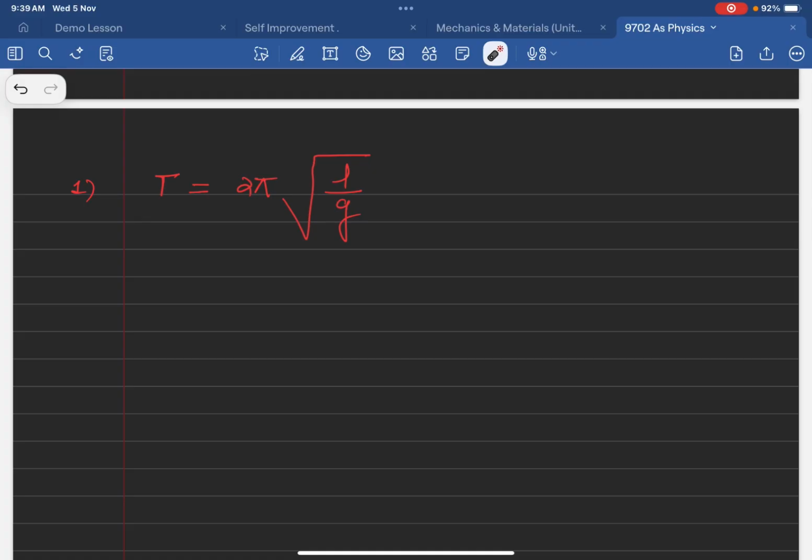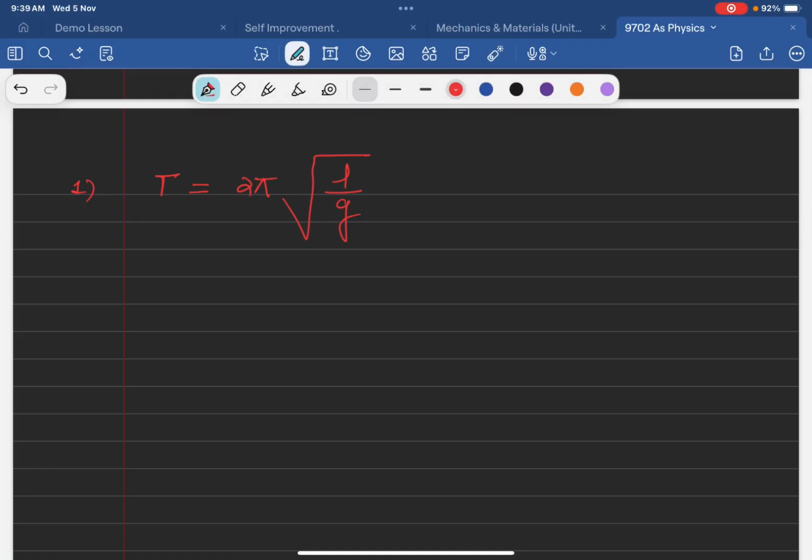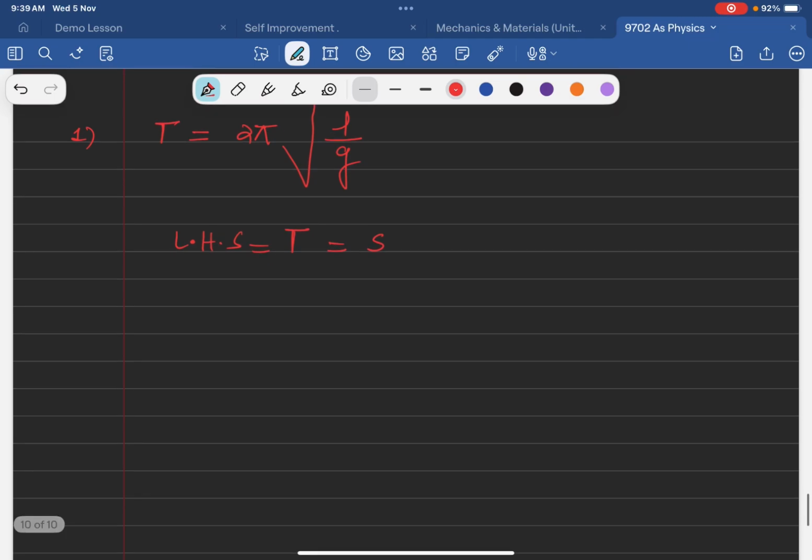Let's take the left hand side. The left hand side is T, that is time period, and time period is measured in second, so the unit will be second here. Now let's take the right hand side. So right hand side will be 2 pi under root L over G.